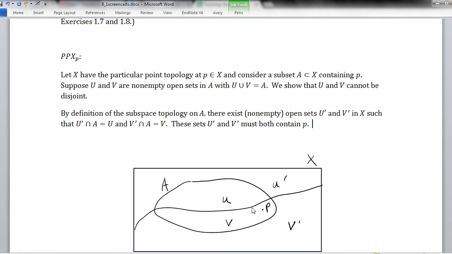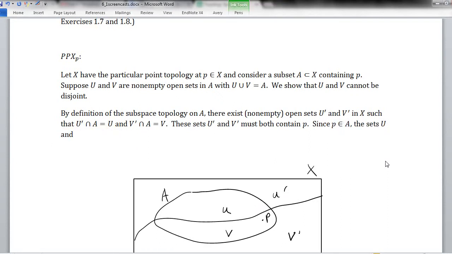In fact, U prime and V prime would have to contain P. And since P is in A, U and V would also have to contain P. All right. Since P is in A, sets U and V also contain P.